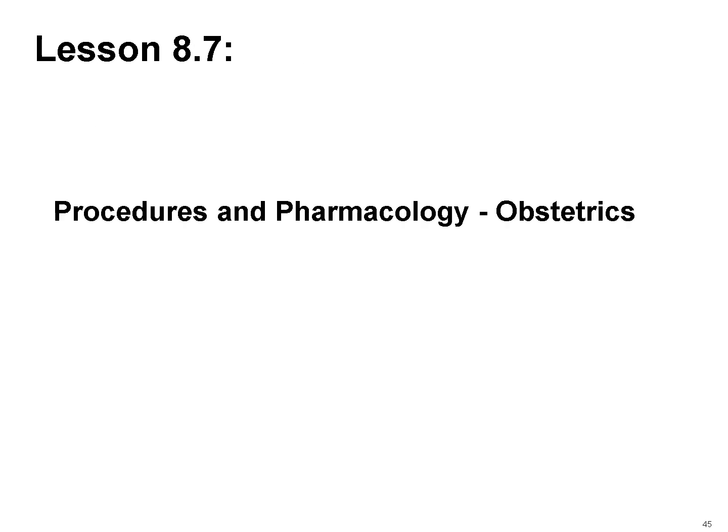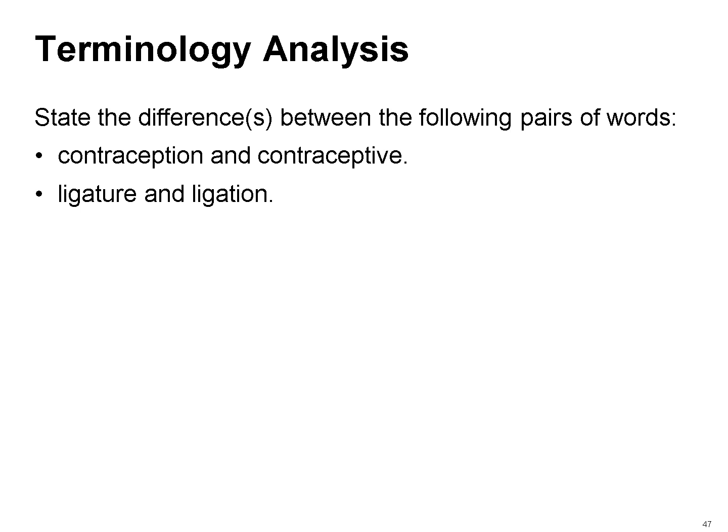Let's discuss the procedures in pharmacology, obstetrics. Understanding the differences between similar words is crucial in medical terminology. Let's clarify two pairs of commonly confused terms. For contraception and contraceptive: contraception is a noun that refers to the prevention of pregnancy. Contraceptive is an adjective that describes something related to contraception, such as a contraceptive device or method.